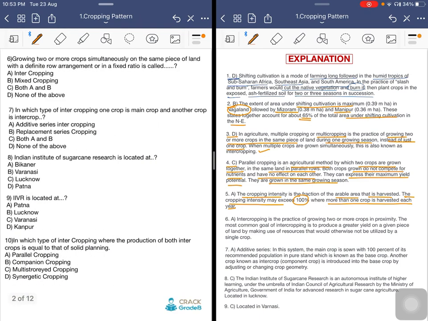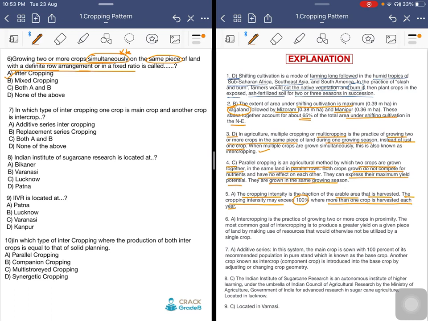Next question. Growing two or more crops simultaneously on the same piece of land with a definite row arrangement or a fixed ratio is called as. Okay, the answer is intercropping. The word simultaneously is important here: on the same piece of land with a definite row arrangement or in a fixed pattern is called intercropping.